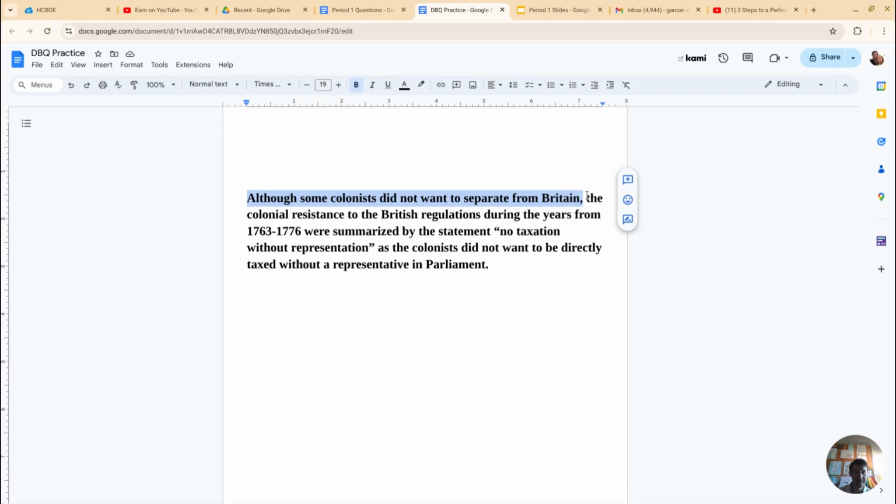So while I'm going to argue this for sure and support it, I'm also somewhere going to talk about how not everybody supported that. Not everybody wanted to rebel. Not everybody had a problem with the British taxes, and over 20% of colonial subjects were loyalists. But that is a thesis statement. It is a clear line of reasoning.